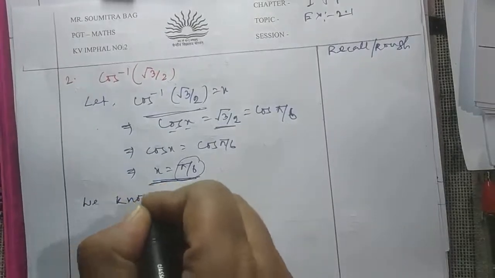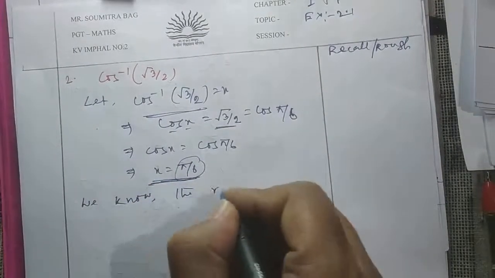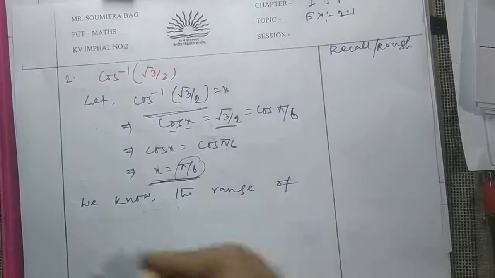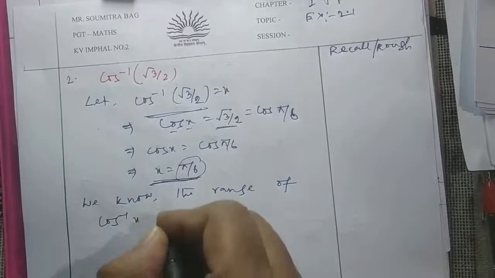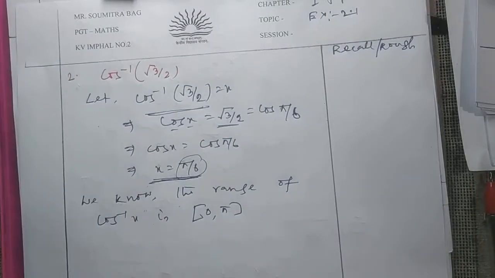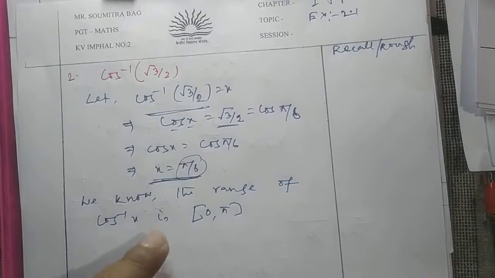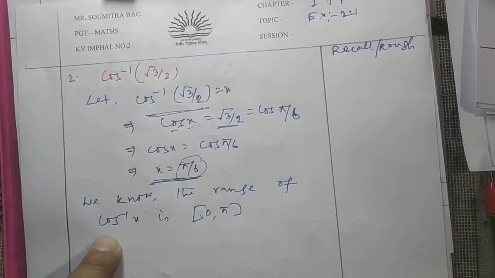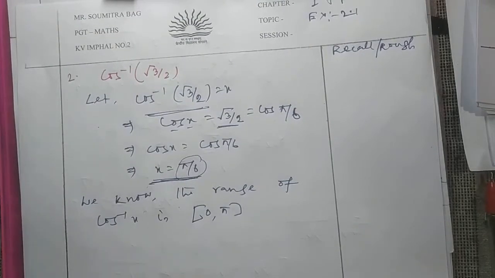We know the range of cos inverse x is [0, π]. Now look at the table of domain and range to recall the range of cos inverse x. It was [0, π], closed.